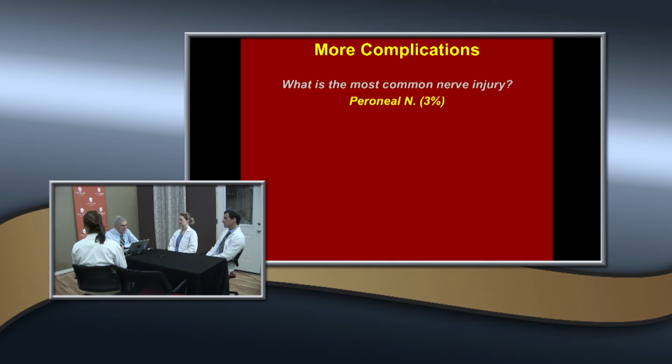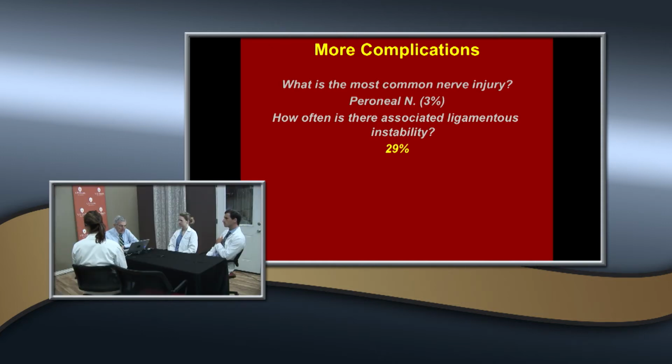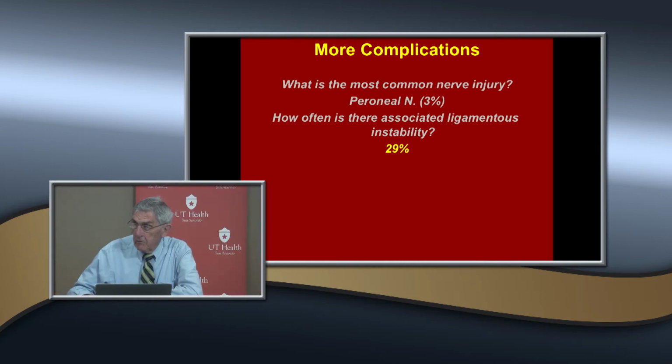Peroneal nerve is about 3%. And how often is there associated ligament instability? Well, in the series seen at our institution and some others, a little over a quarter of them will have some type of associated ligament injury. So everybody focuses on the fracture, but there may be ligament injuries. The fracture will heal, but the ligament injuries may need to be addressed and recognized.